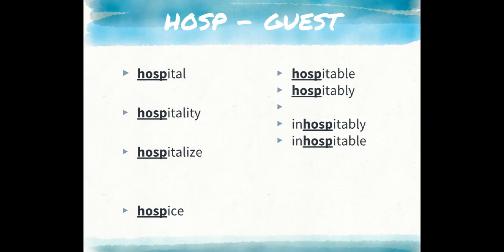Hospitable and hospitably are very similar. The only difference is the last letter. Hospitable has an E, hospitably has a Y. If you can spell hospitable and hospitably, you only need to add the in prefix, which means not, to get the words inhospitably and inhospitable. So on your homework, please write what the root hosp means and draw a picture.